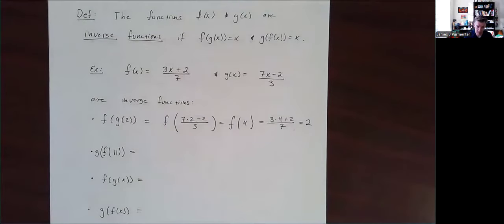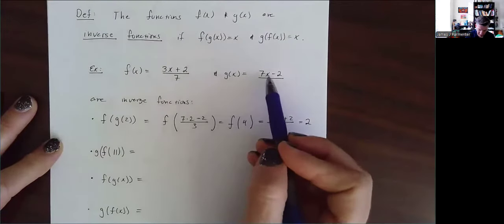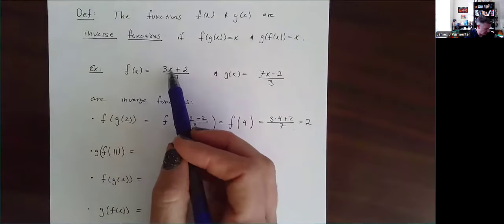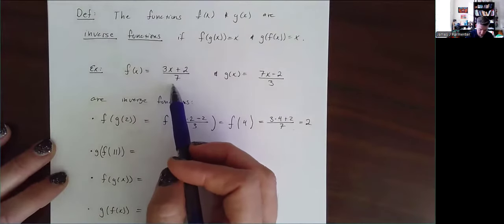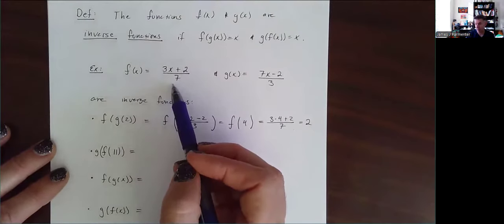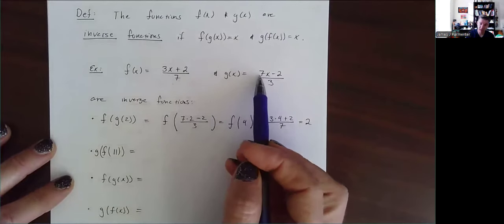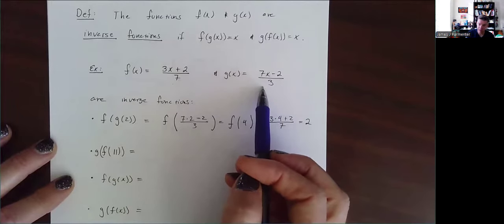Let's look at some examples. So I'll start off by saying that f of x equal to 3x plus 2 over 7 and g of x equal to 7x minus 2 over 3 are inverse functions. And we will show that. But I just want to point out that you can think about how these functions are undoing what the other one does. So the function f of x takes your input of x, multiplies by 3, then adds 2, then divides by 7. G of x does exactly the opposite in the opposite order. G of x takes your input of x, first multiplies by 7 to undo the divide by 7, then subtracts 2 to undo the adding 2, and then divides by 3 to undo the multiplication by 3.